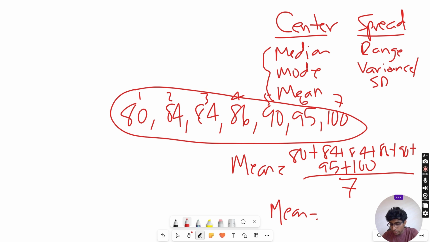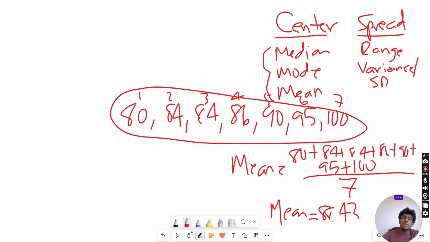So if we were to do that, I'm going to use my calculator again here. You can use your calculator. Remember that. 80 plus 84 plus 84 plus 86 plus 90 plus 95 plus 100 divided by 7. And I get like 88.43 approximately.